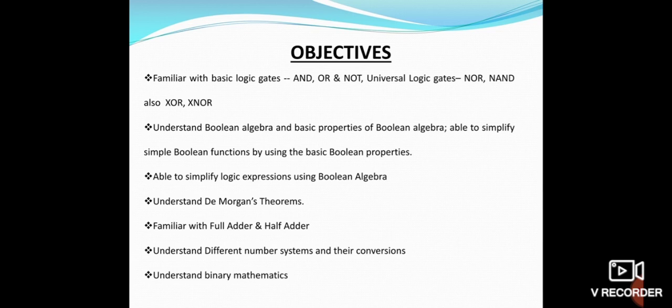Objectives of this module. In this module, you will become familiar with basic logic gates AND, OR and NOT, universal logic gates NOR and NAND, and also two more gates, exclusive OR and exclusive NOR gate, that is XOR gate and XNOR gate. You will understand Boolean algebra and its basic properties, and be able to simplify simple Boolean functions and logic expressions using basic Boolean properties.